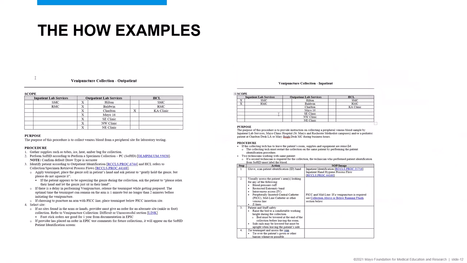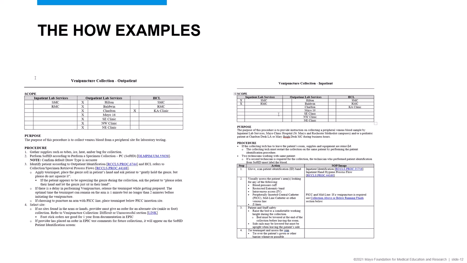So as you can see by looking at the PowerPoint, I have a venipuncture collection for outpatient and a venipuncture collection for inpatient. Please note that these are some small examples of what we were just discussing. If you look at the venipuncture collection for outpatient, it's written in steps 1, 2, 3, 4. But as you go through it, it's very lengthy. For example, look at step number 3, identify patient according to outpatient, and HCR refers to collection, specimen retrieval process flows.